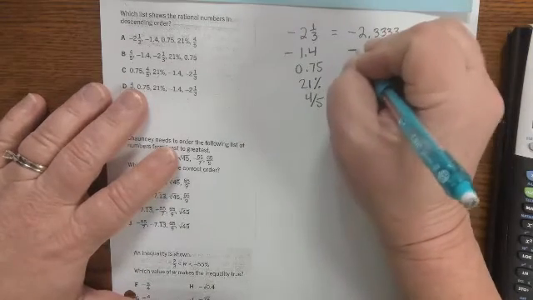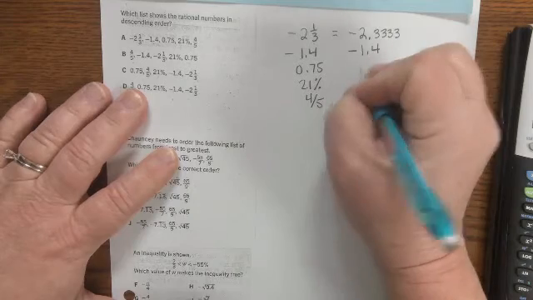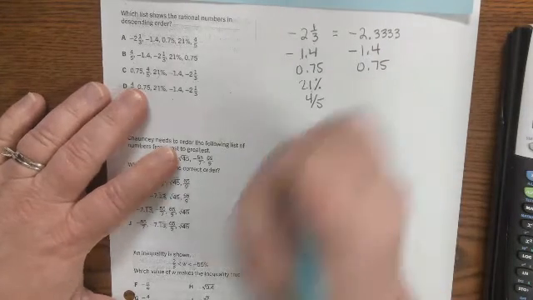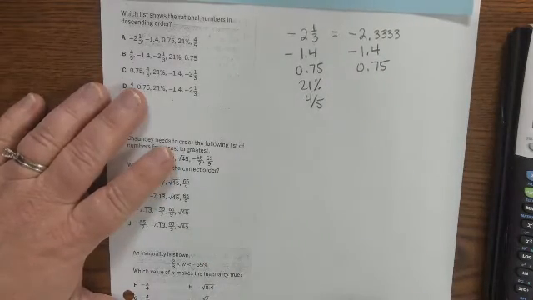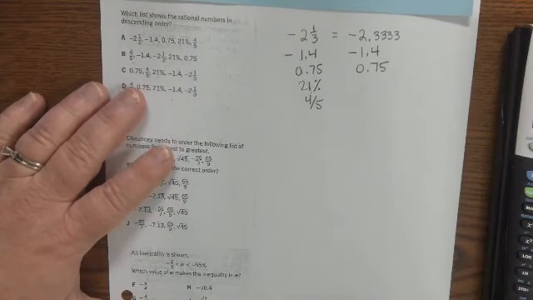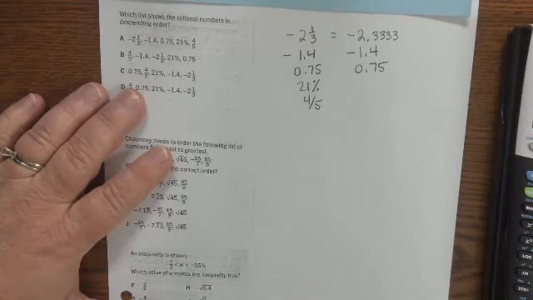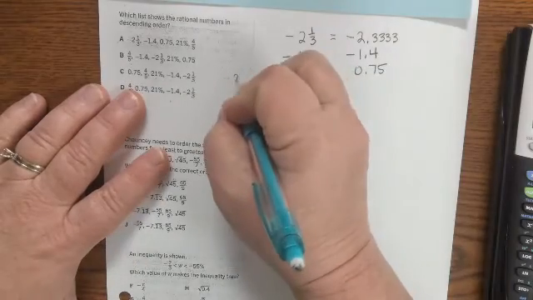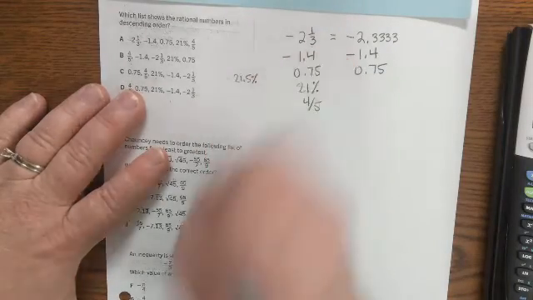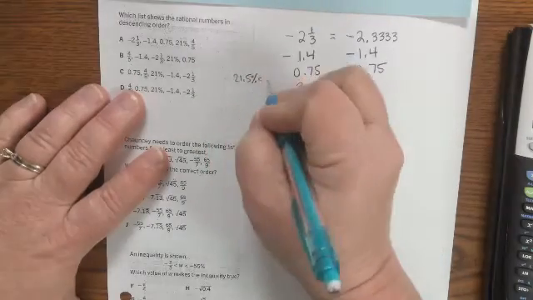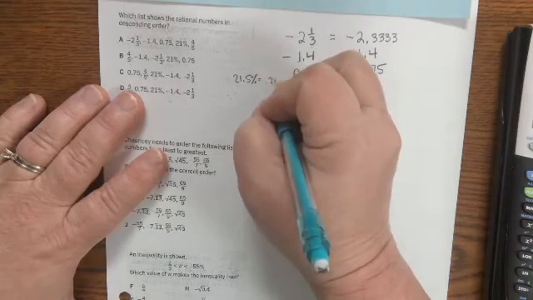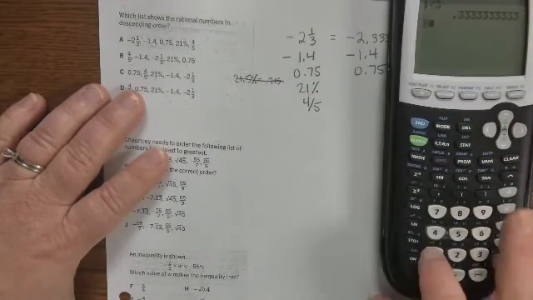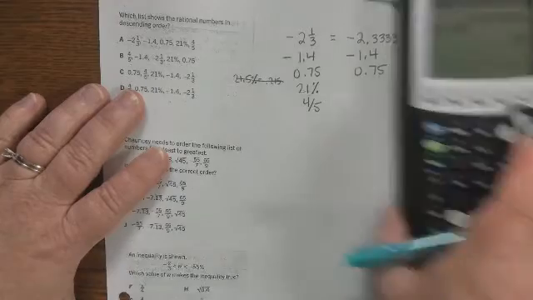This one can stay the same, -1.4. This one can stay the same, 0.75. 21%. Do you remember how to change it? You either use Dr. Pepper and move it 2 times to the left, or you divide by 100. What if it was 21.5%? It's still not a decimal. You still have to divide by 100 to find out that would be 0.215. But that's another story for another day. If you take 21 and divide it by 100, you get 0.21.